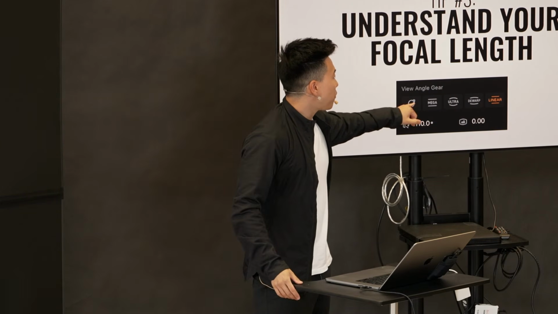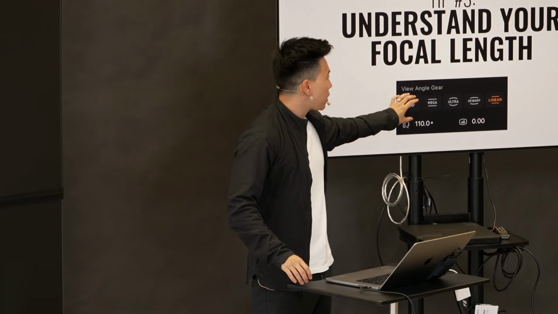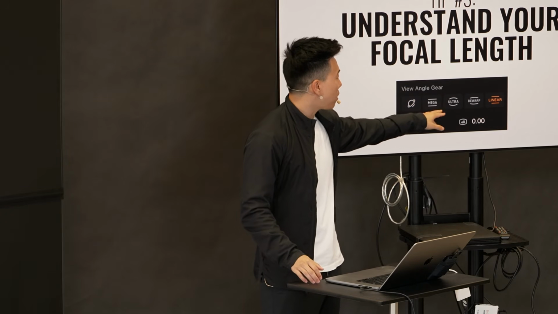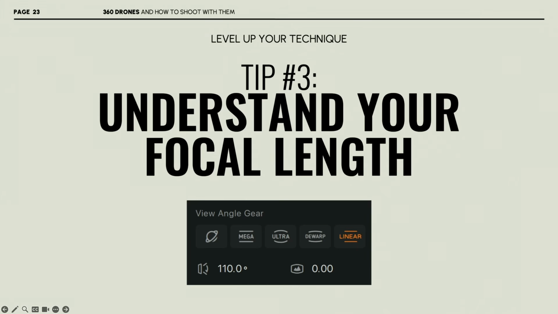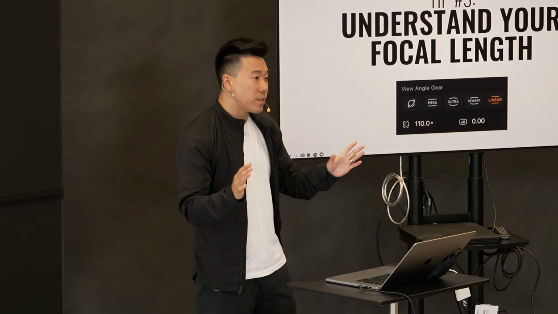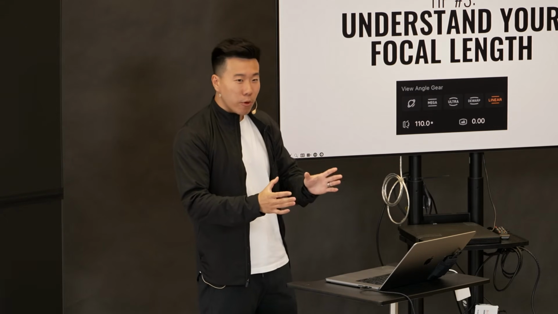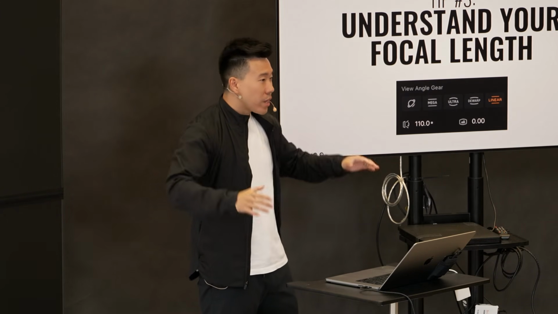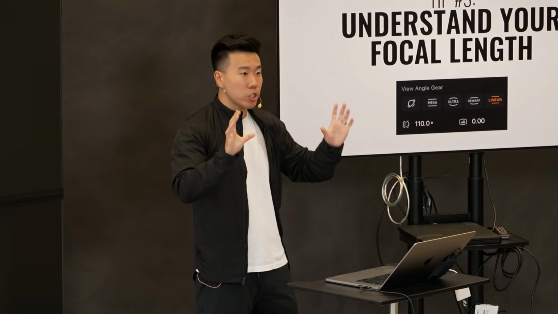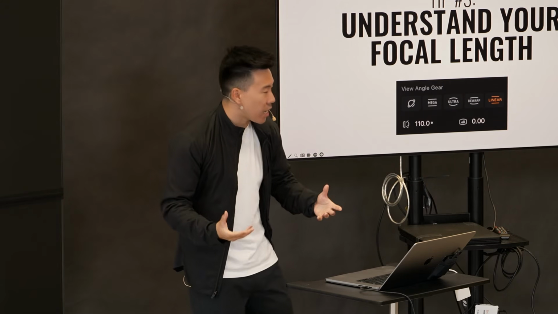So there are a few modes to de-warp, to pick your perspective when you go to edit. There's mega, ultra, and others. They're basically different levels of width and how much you're going to de-warp the image. The one I always use is linear. It is unfortunately going to crop into the image the most. It's going to give you that 2.7K resolution look, but it gives you the most natural-looking shot that doesn't feel like a 360 camera.